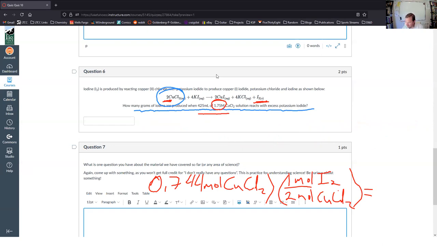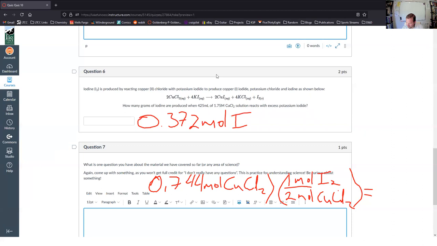We're going to get a number of iodine. So then just go back and double check your problem statement. Looking for grams of iodine. So if we want grams of iodine, you just use the molecular weight.